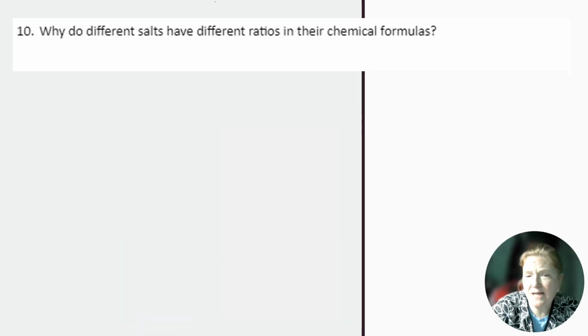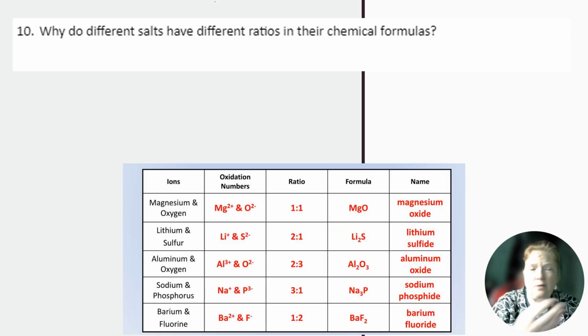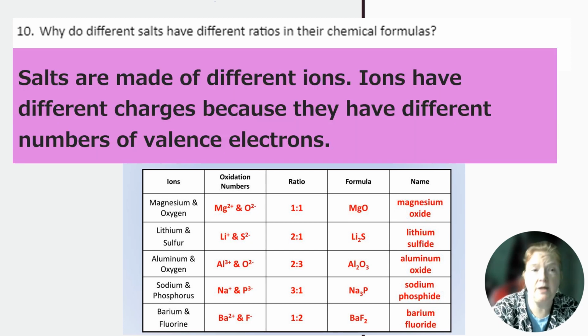Why do different salts have different ratios in their chemical formulas? So what do I mean? Why is it MgO, but it's Na3P, and it's Li2S, and it's BaF2? So why are there different ratios? Well, because salts are made of different ions. Ions have different charges because they have different numbers of valence electrons, and the charges have to balance out and be 0. We have to be able to distribute all the electrons so that we fill valence shells.